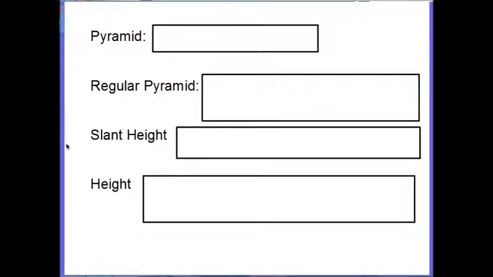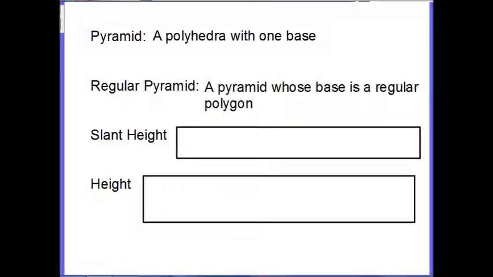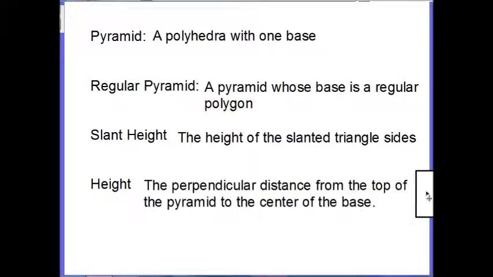So like in the last section, before we begin, we have to talk about some vocab words. The first vocab word is a pyramid. A pyramid is a polyhedron with one base. A regular pyramid is a pyramid whose base is a regular polygon. Now, some important ones: the slant height. The slant height is the height of the slanted triangle sides, whereas the height of the pyramid itself is the perpendicular distance from the top of the pyramid to the center of the base.